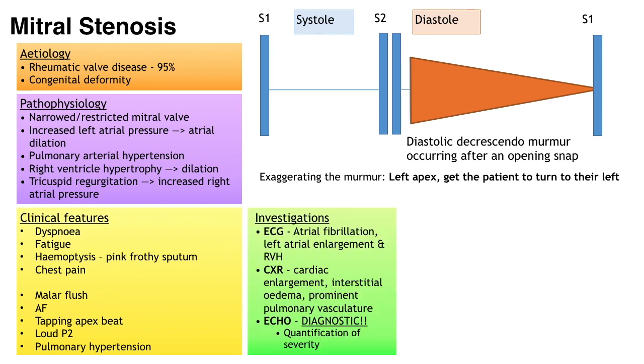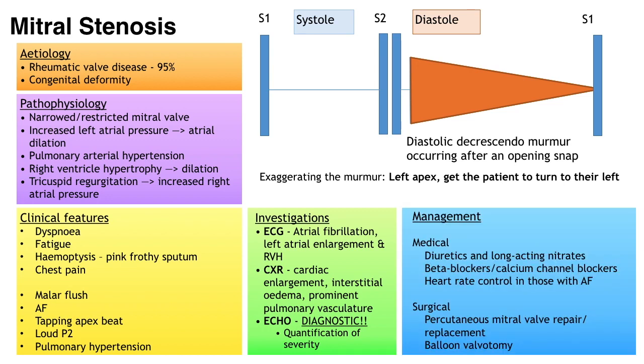The investigations that we've run will be exactly the same. So on an ECG, you might see atrial fibrillation, left atrial enlargement, or a right ventricular hypertrophy. On chest X-ray, you may see cardiac enlargement, interstitial edema, and prominent pulmonary vasculature. And again, the echo is diagnostic, quantifying the severity of the mitral stenosis and also maybe determining the etiology.